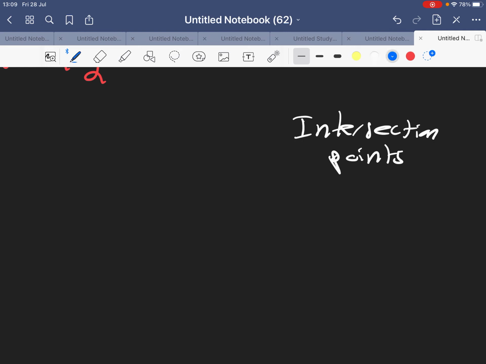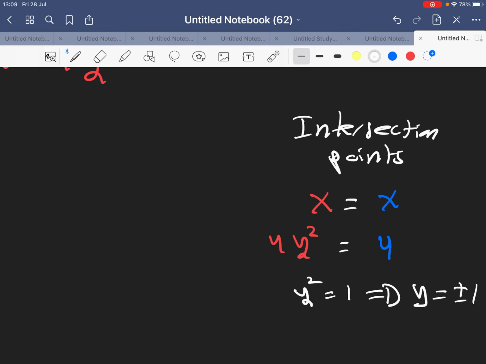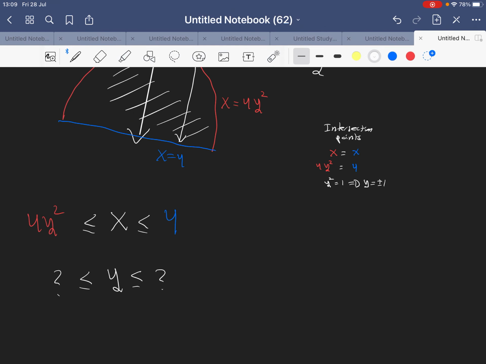How do we find the intersection point? I need to find the x in blue should be equal to the x in red. The function in red should equal the function in blue. The function in blue is 4. The function in red is 4y squared. If we cancel the 4, what we get is y squared equal to 1, which means y is plus and negative 1. So the two numbers I'm looking for are negative 1 and 1.